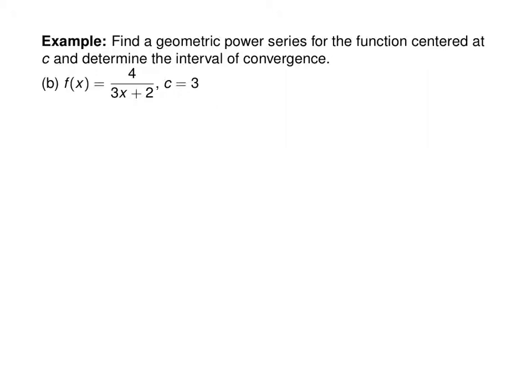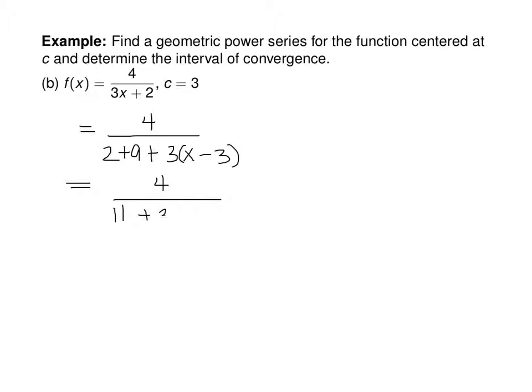Alright, this one has some tricky algebra, or mostly tricky arithmetic actually. So centered at c equals 3, we need to have a factor with x minus 3. So first we'll have 2, take out that 3, x minus 3. Now think, what you've actually added in is negative 9. We have 3x still and we have a negative 9, so to compensate we have to add a regular old positive 9. And that gives us 4 over 11 plus 3 times x minus 3.